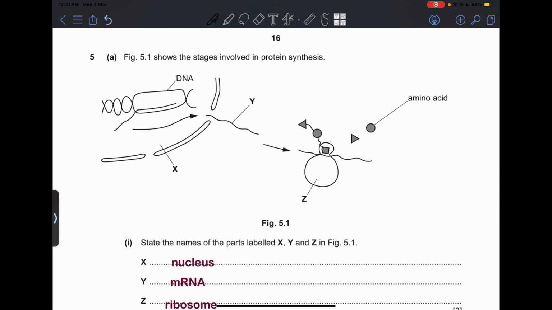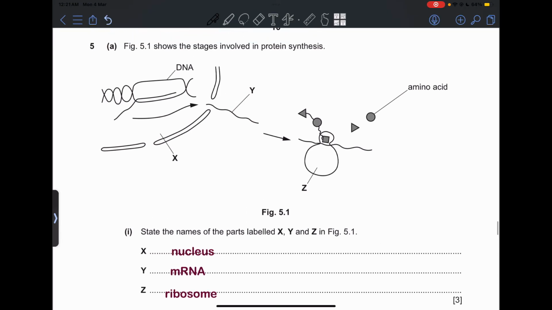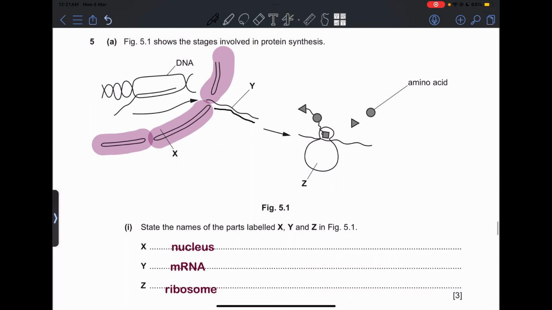5a, figure 5.1 shows the stages involved in protein synthesis. State the names of the parts labeled X, Y, and Z in figure 5.1. So actually X is the nucleus and Y is the mRNA. We can see that this part is the nucleus. We know that these are the nuclear membranes, and the thing that is coming out over here is actually the mRNA, messenger RNA. And Z is the ribosome, where the proteins are basically made.